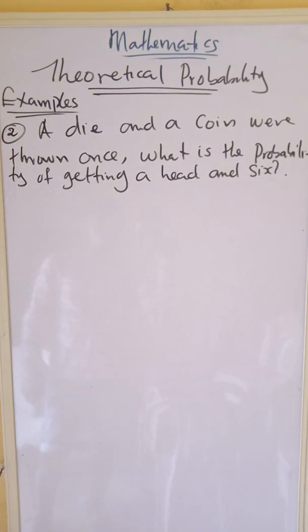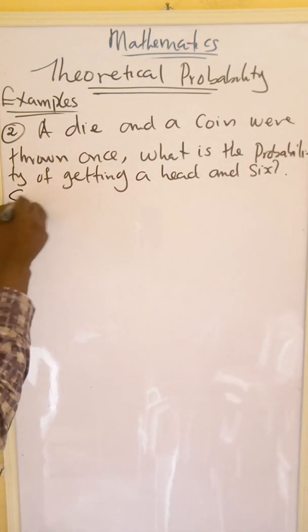Another example: a die and a coin were thrown once. What is the probability of getting a head and 6? Solution.